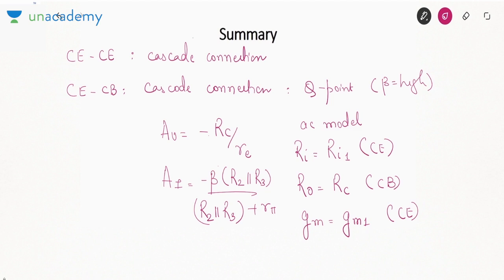That means even after cascading multiple stages, we can use a common base stage at the output in order to improve the bandwidth of the amplifier. So cascode amplifier implies that it is a wide band amplifier. So this will be all from this lecture. In the next video, we will see one more connection for the multi-stage amplifier.